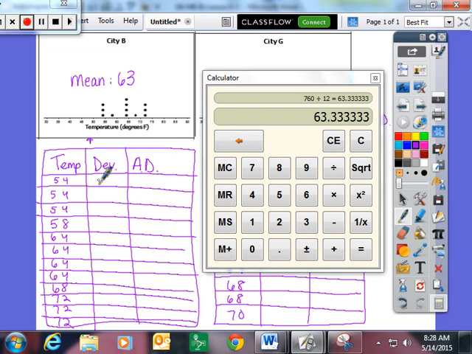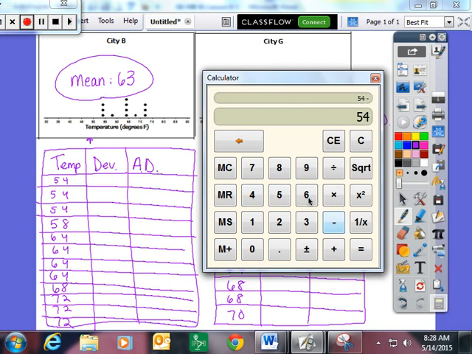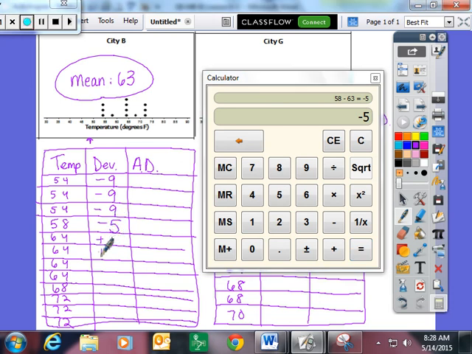So now you take each one of these temperatures and you find its deviation, which is the distance a number is from the mean. 54 minus 63 is down 9. 54 is down 9 from your mean. 58 minus 63 is going to be down 5 from your mean. 64 is going to be up 1. 68 up 5. And 72 is going to be up 9. So these are how far each one of these temperatures is from your mean temperature of 63.